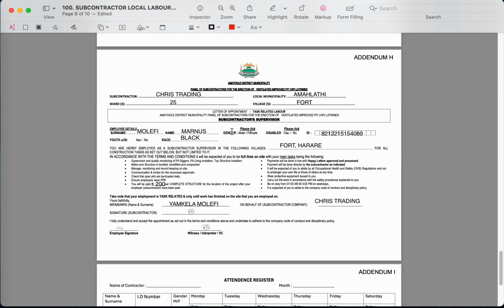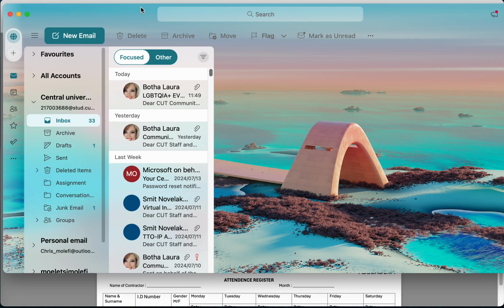When you are scanning and giving to me, try by all means, when you are sending the document, to put every document in one email. If you need to do a zip folder, do a zip folder. If you need to just scan them and put them on one email, do so. On the subject of the email, indicate that this is ADM, and then state that these are the documents for the contractor, let's say Chris Molefi.